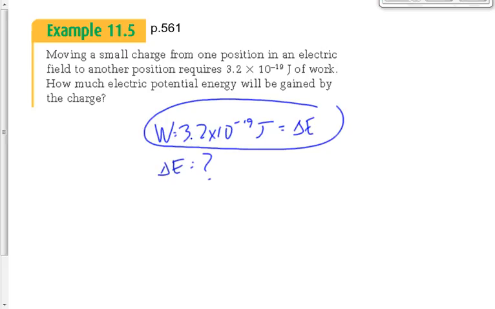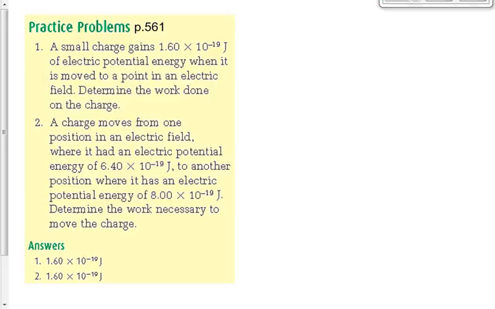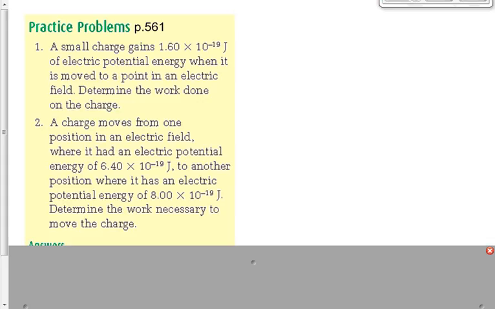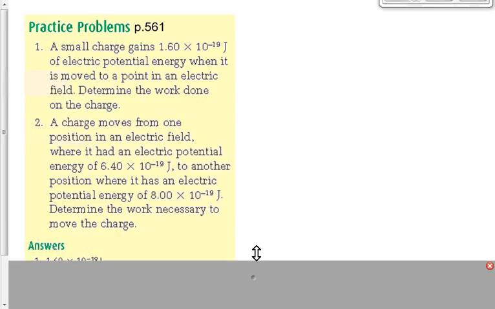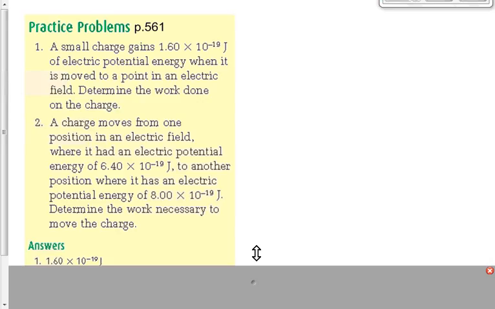I'm going to give you two questions here, and I'm going to give you about 30 seconds to answer them. Basically, just enough time to read the questions. Let's answer the first one, guys. Right, 1.6 times 10 to the minus 19. This is how much energy is gained. The change in energy, it's equal to the work done. What about the second one?